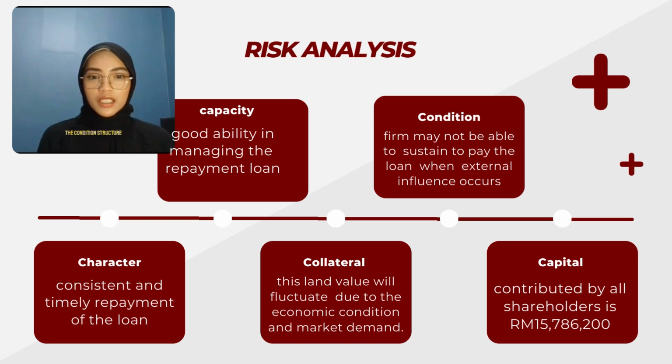For the condition structure, based on the company performance, this firm may not be able to sustain paying the loan when external influences such as economic decrease or a shift of the global demand on oil palm products occur. Even though the company has good performance in managing the debt, increasing the sales and managing the assets and operations, the external influence still has an impact on the firm's ability to meet the debt obligation.